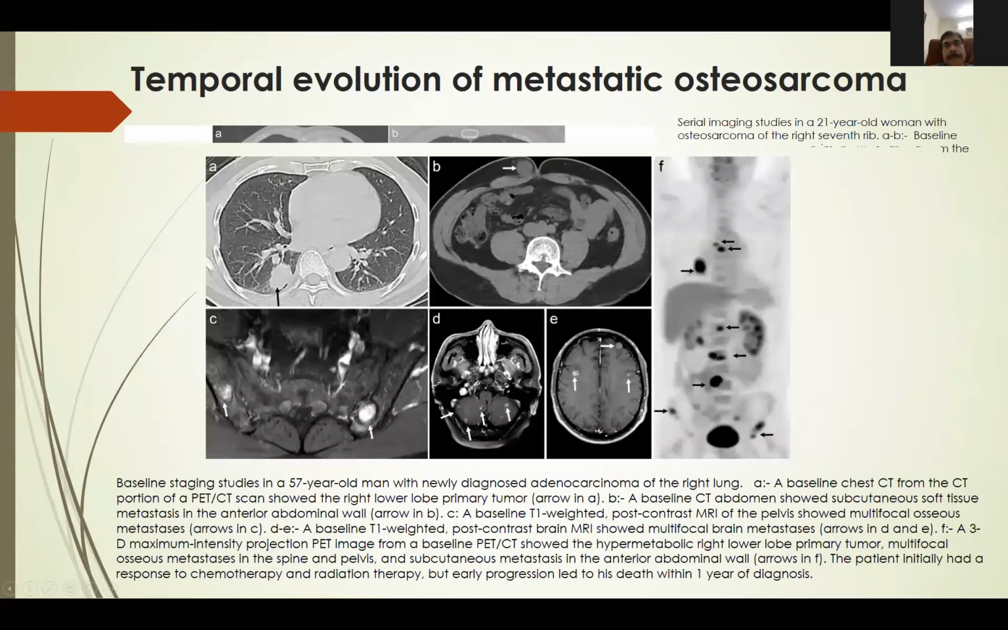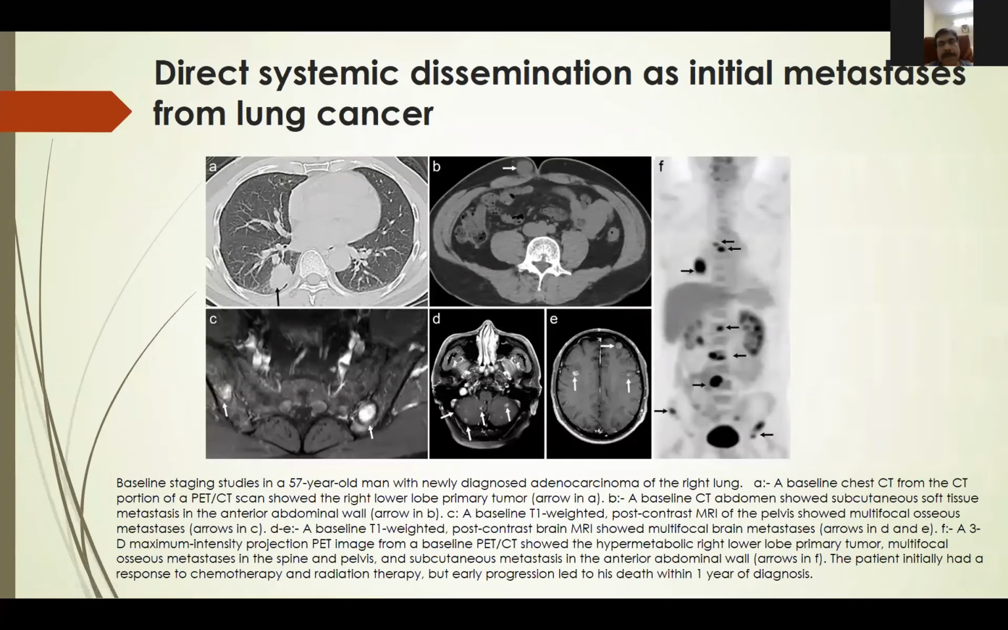Compared to the lung metastasis, the lung primary tumor has a direct highway access to the systemic dissemination. So this is a patient with a lung primary tumor, and this patient started with systemic dissemination to the brain and bones right at presentation, and subcutaneous soft tissues. So the lung cancer drains via pulmonary veins, and I think this patient died within 1 year. So lung cancer is very aggressive because of that reason.